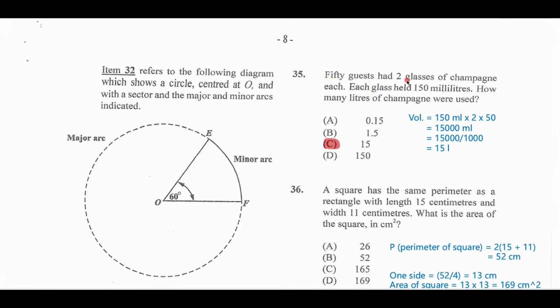35. 50 guests had 2 glasses of champagne each. Each glass held 150 milliliters. How many liters of champagne were used? Well, the volume will be 150 by 2 glasses per guest by 50 guests in all. That's 100 by 150, which is 15,000 milliliters. And you divide it by 1,000. Cross out the 3 zeros, you get 15 liters.